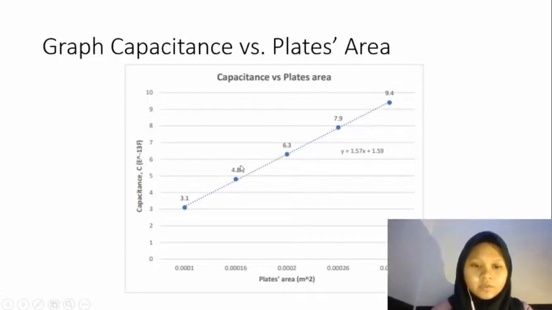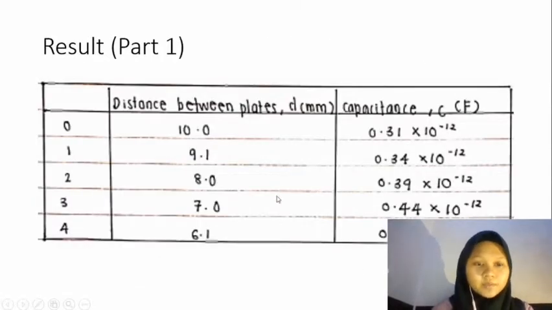We will find the gradient, and we can see the graph is directly proportional to the y-axis and x-axis. This is the result for part 1, the distance between plates and capacitance. This shows that when the distance between plates decreases, the capacitance increases. This shows that they are inversely proportional to each other.